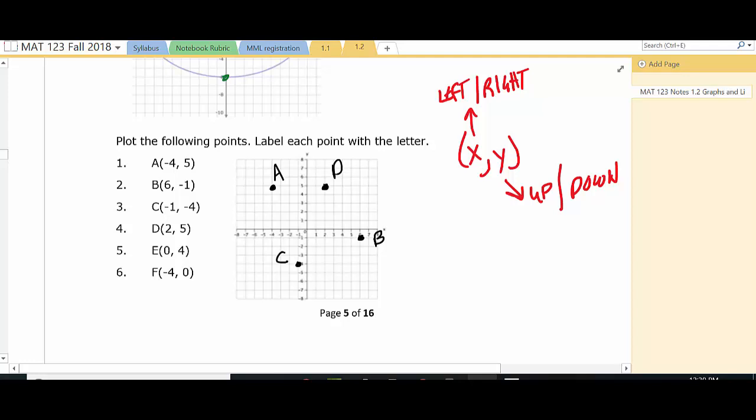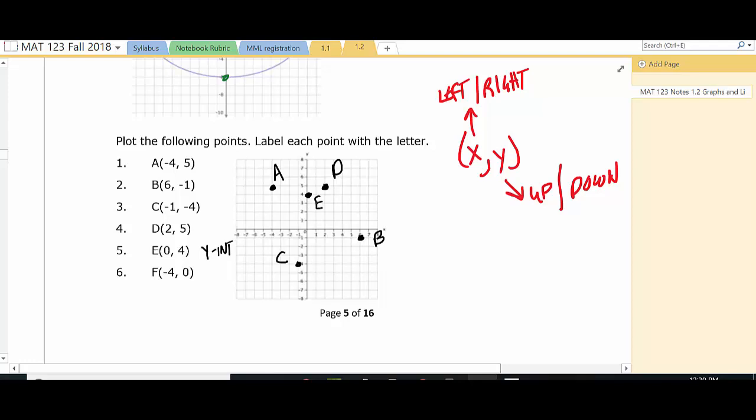Okay, and then how do you do number 5? How do you locate that? It just stays on the grid. Yeah, you just stay on X, but then you just go up 4. You don't move left or right because that's 0. So this is a Y-intercept. So that one would just be up 4, and it would be exactly on the y-axis, okay?